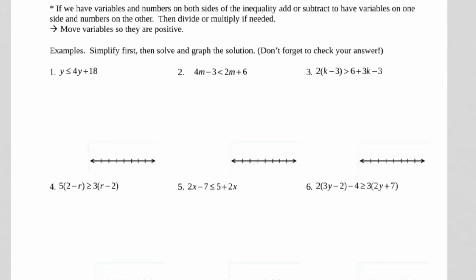And what we want to note is this statement that says if we have variables and numbers on both sides of the inequality, we want to use addition or subtraction to get the variables on one side and the numbers on the other, and then we'll solve from there. So let's take a look at example 1.